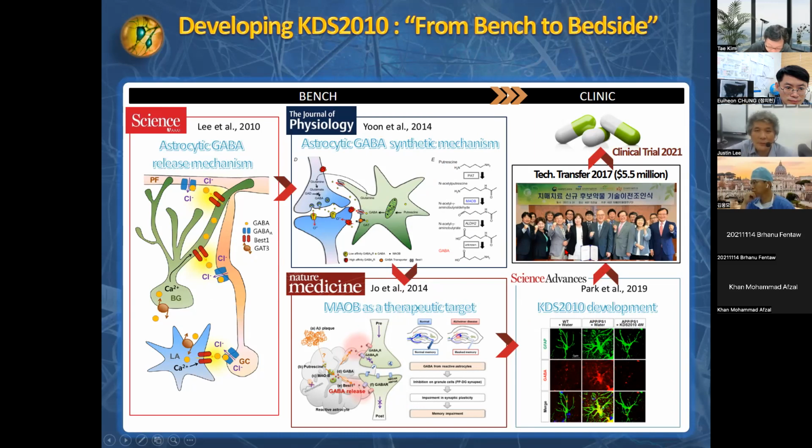And this drug was transferred to a company called Neurobiogen, and they just got the approval for IND, and they are currently doing the first stage of the clinical test. So we are actually going from the bench to the bedside through using this KDS2010.